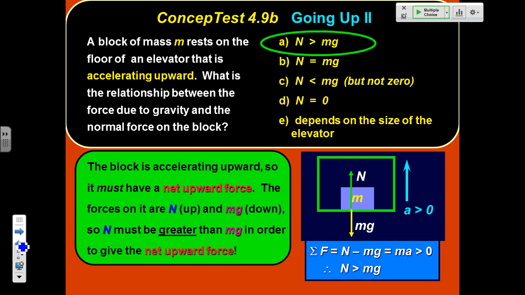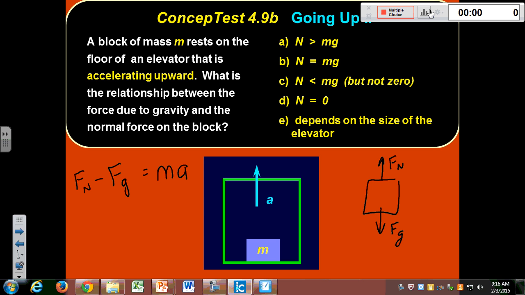Now let's go back to that one. What happens then if instead of accelerating upward, the elevator is accelerating downward? Which of these is true? Is the normal force greater, equal, less than 0, or does it depend on the size of the elevator? So now instead of accelerating upward, it's accelerating downward.